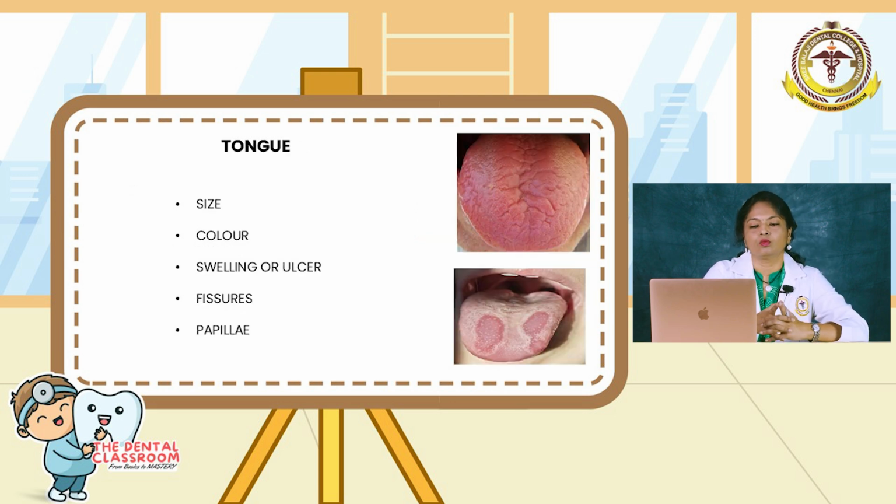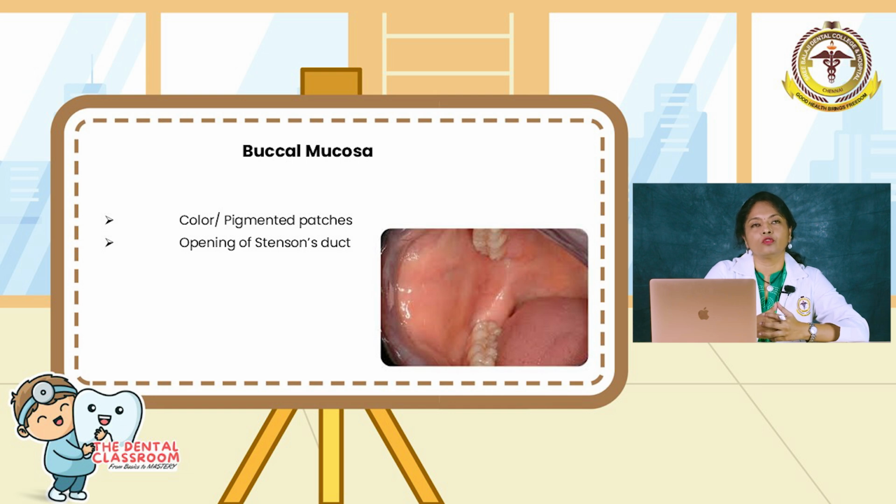Examination of the tongue, we look for the size, color, swelling or ulcers, fissures and papilla, which is very, very important, has to be examined. Moving on to buccal mucosa. Buccal mucosa, we check for the color or the pigmented patches, opening of the Stenson's duct, and we also look for buccal frenum and the buccal vestibule.